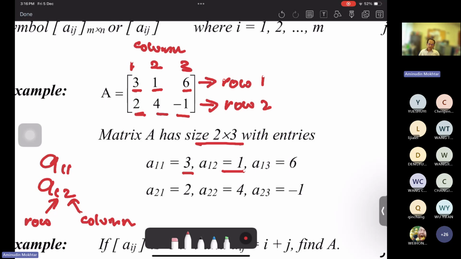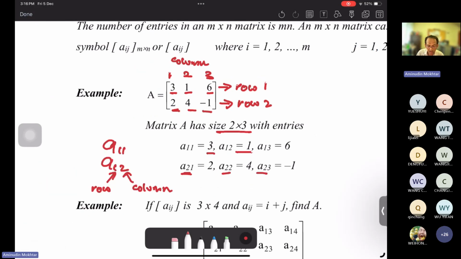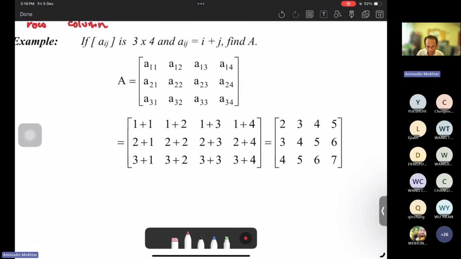We can describe the elements in terms of A11, A12, A13, and A21. A21 refers to row number 2, first column. Then second row, second column, second row, third column. That is the element of a matrix. That is the basic concept of the matrix.